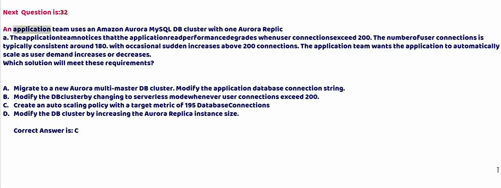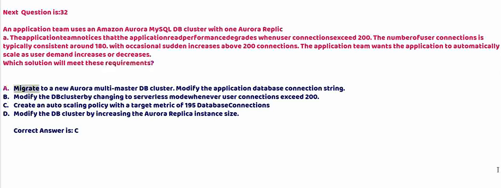An application team uses an Amazon Aurora MySQL DB cluster with one Aurora replica. The application team notices that the application read performance degrades when user connections exceed 200. The number of user connections is typically consistent around 180, with occasional sudden increases above 200 connections. The application team wants the application to automatically scale as user demand increases or decreases. Which solution will meet these requirements?